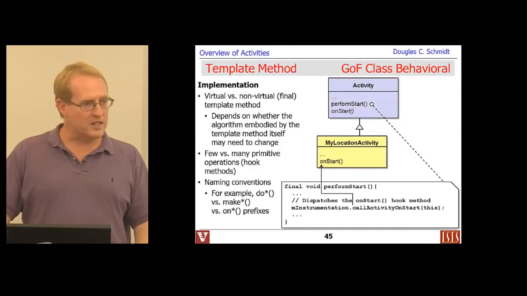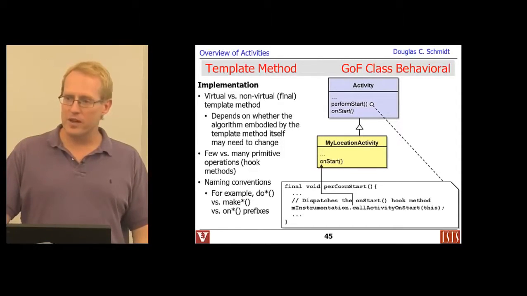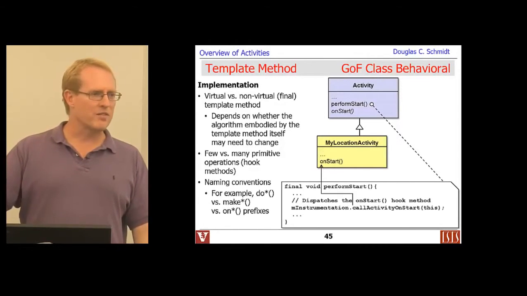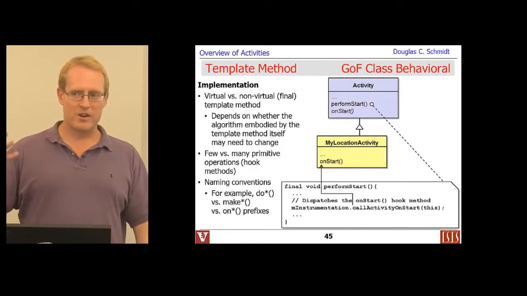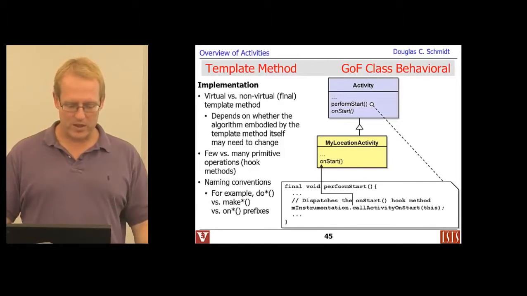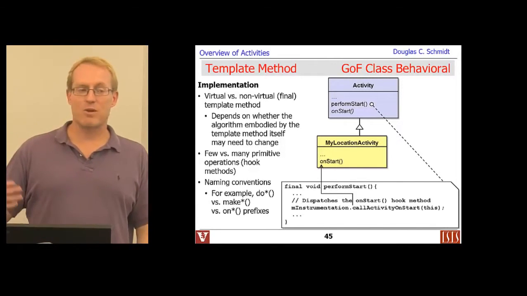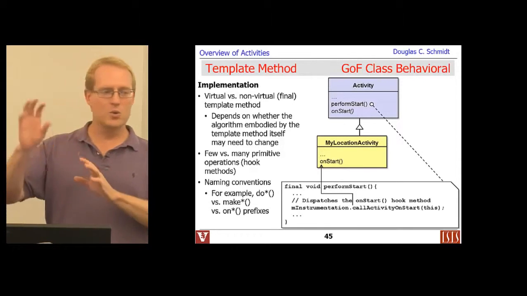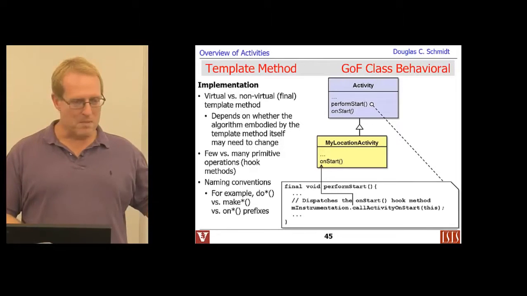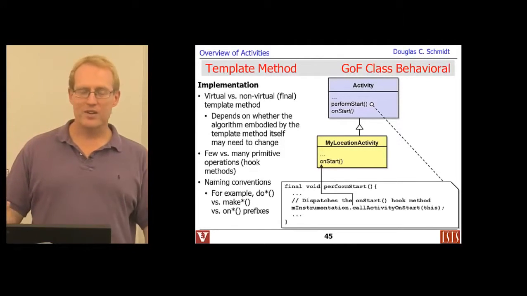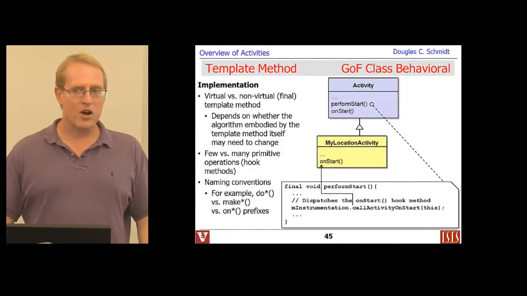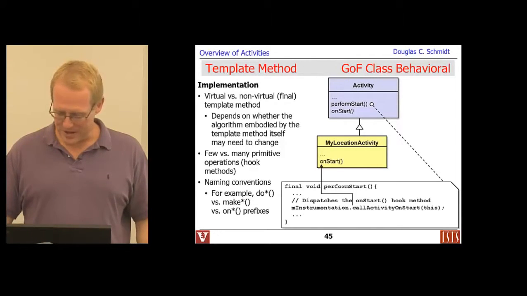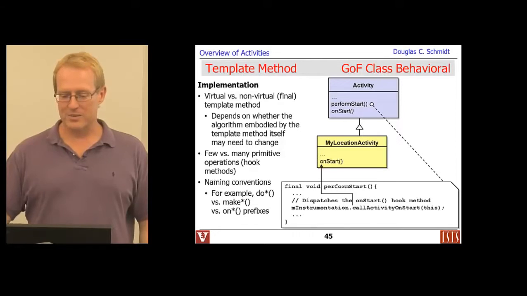Another question is, do you have lots of primitive operations? Do you have a few of them? As you can see in the activity context, we have 6 or 7 of them, depending on how you count it, do the various lifecycle operations. So that's a pretty straightforward thing to do. And then, as a rather mundane point, how do you name the hook methods? Do you call them do whatever, make whatever, on whatever, and directly you call them on convention, onStart, onStop. That's obviously a very low level and somewhat insignificant point.